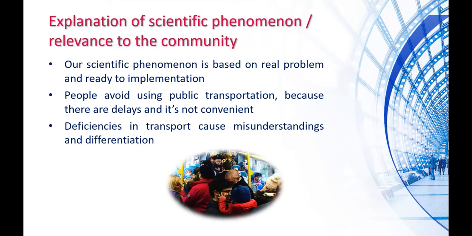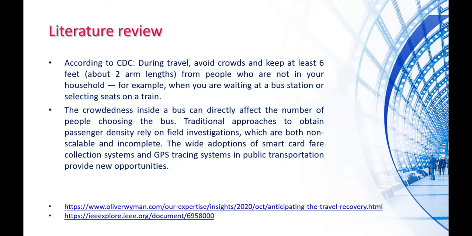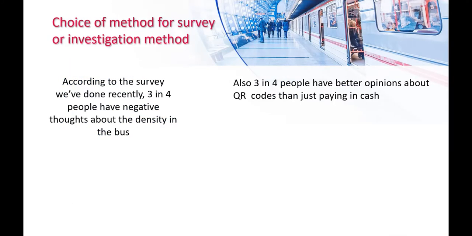People also don't want to get into a bus when there are a lot of people inside. As you can see from the graphic, 52% of people that use public transportation are uncomfortable and this is a big problem. According to the CDC, we should keep at least 6 feet from people that are not in our household. And crowdedness in the bus directly affects the passenger who wants to get in.